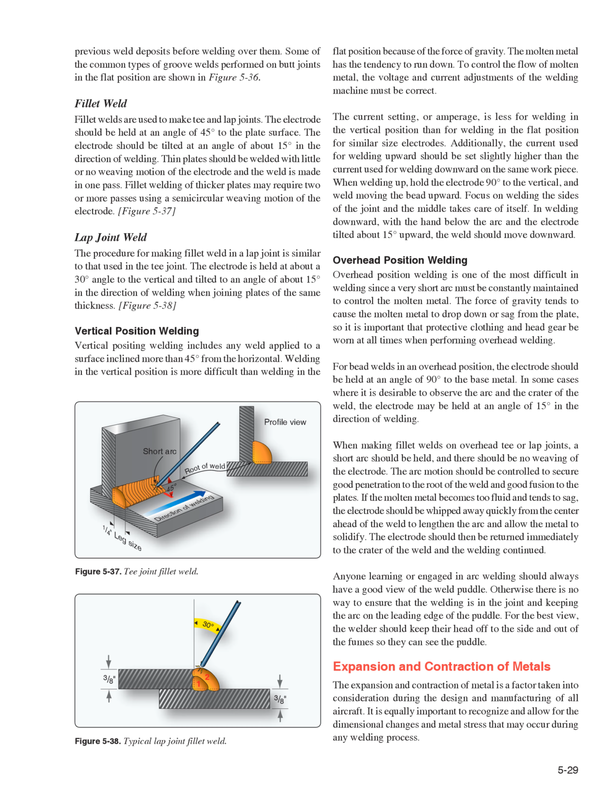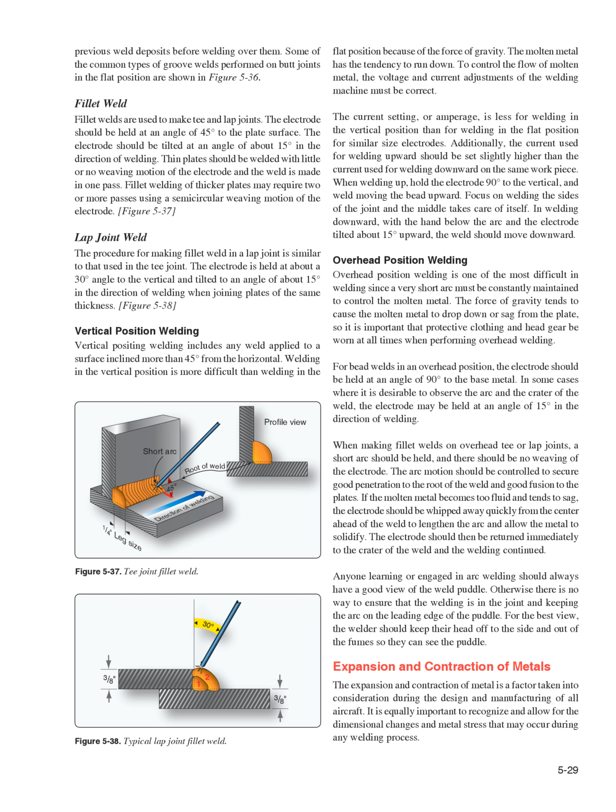The electrode should be held at an angle of 45 degrees to the plate surface. The electrode should be tilted at an angle of about 15 degrees in the direction of welding. Thin plates should be welded with little or no weaving motion of the electrode, and the weld is made in one pass. Fillet welding of thicker plates may require 2 or more passes using a semicircular weaving motion of the electrode. Figure 537. Lap joint weld. The procedure for making a fillet weld in a lap joint is similar to that used in the T-joint. The electrode is held at about a 30 degree angle to the vertical and tilted to an angle of about 15 degrees in the direction of welding when joining plates of the same thickness. Figure 538.